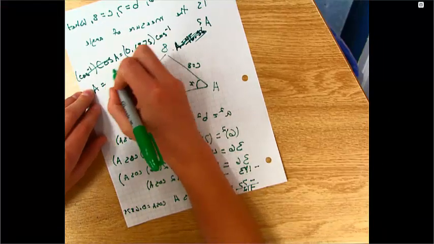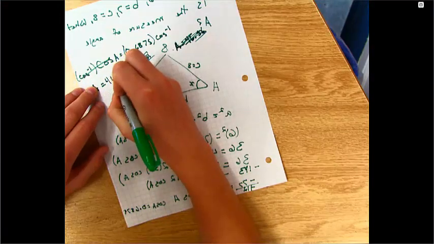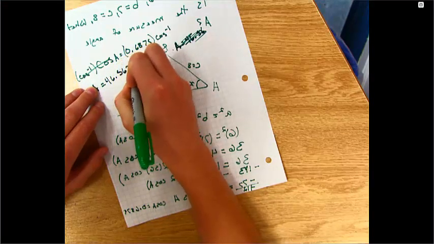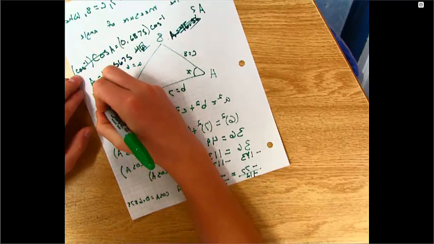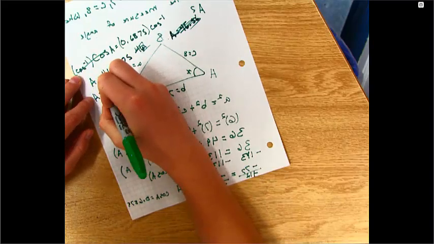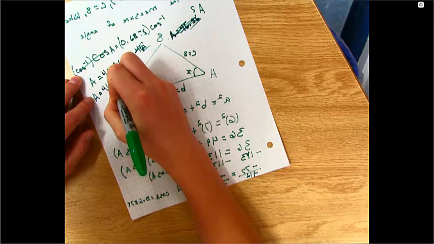A is equal to 46.5675, and then you can just round that to the nearest tenth. So A is equal to 46.6, or 47 degrees.